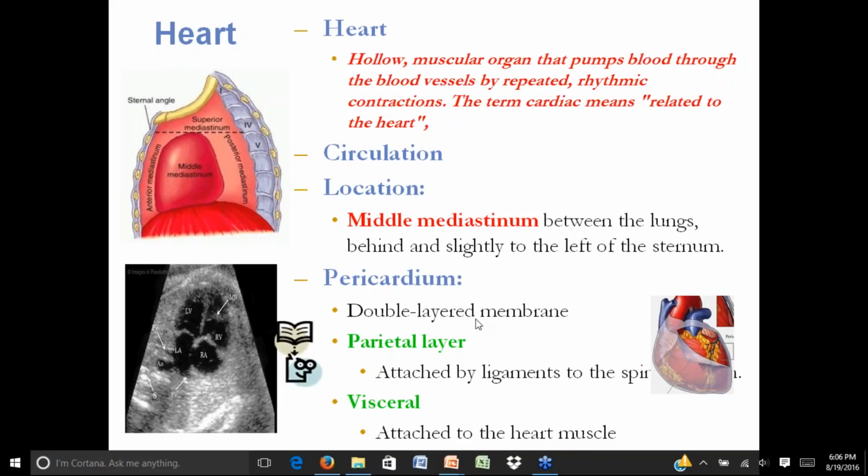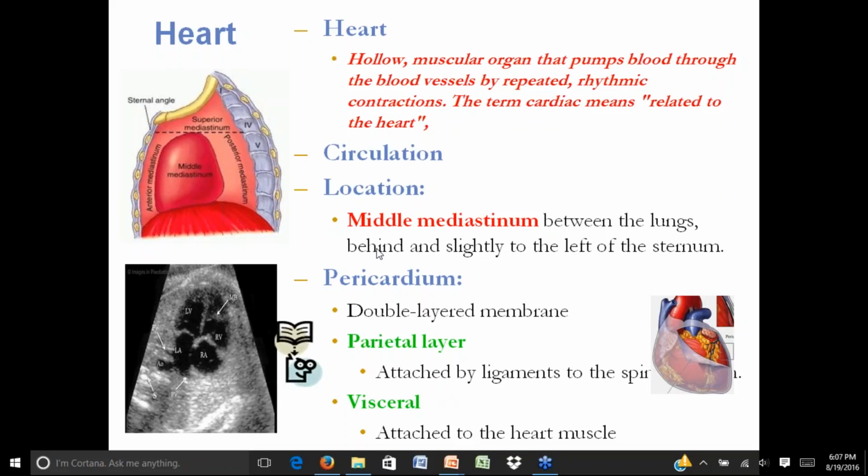The membrane, as we said, is a double layer membrane. We have the parietal and the visceral layers. The fluid that I was mentioning is between the parietal and the visceral layer. The parietal layer is the outer layer of the membrane, close to the chest wall. The visceral layer is the one of the double layer membrane of the pericardium that is closer to the heart.